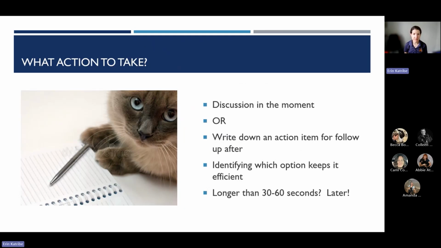When we're on rounds, maybe if it's quick, we'll discuss it in the moment. But for most situations, if it's longer than 30 to 60 seconds, we write down an action item and we follow up later. And being able to do that is what keeps the daily population rounds actually efficient.